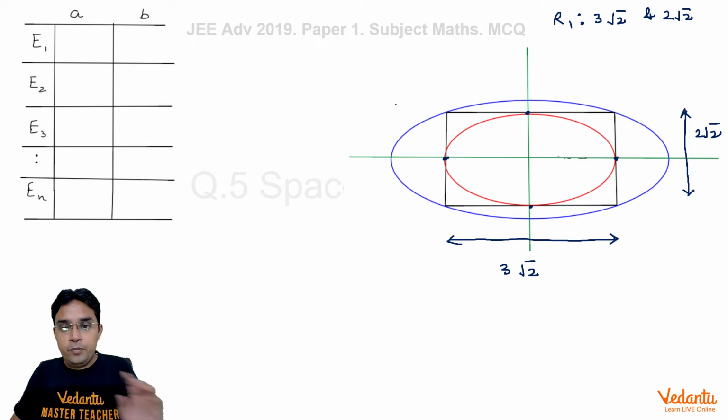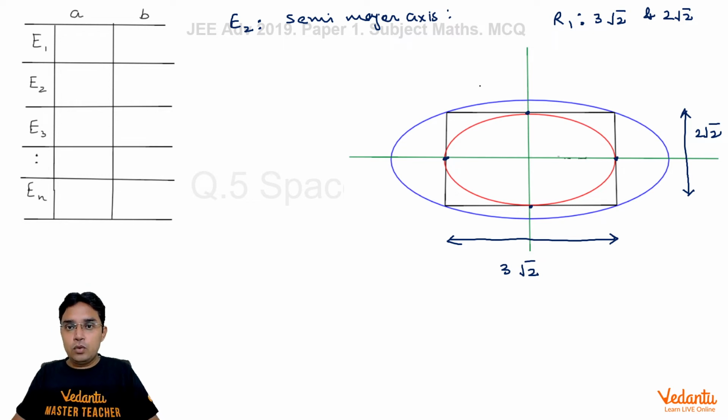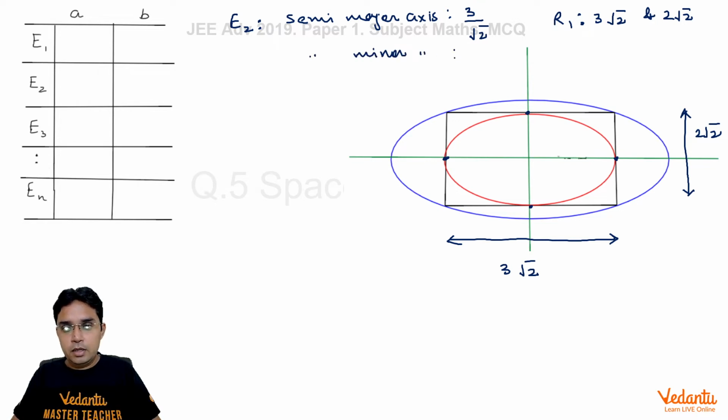And also all these ellipses are standard ones, which means the major axis is along x-axis and the minor axis is along y-axis. Now if the lengths of this rectangle are 3 root 2 and 2 root 2, then for this ellipse E2 you can see the semi major axis will be half of this 3 root 2, so we can write this as 3 upon root 2. Similarly, the semi minor axis would be half of 2 root 2. I am writing this as 2 upon root 2.